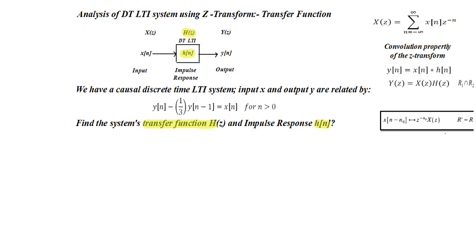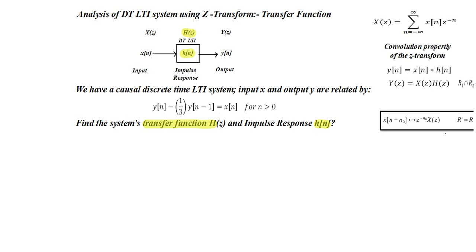y(n) minus 1 by 3 y(n minus 1) is equal to x(n). It's a difference equation, just like a differential equation in the case of continuous time, but this is discrete time. This is the convolution property: if you know the relation y(n) is equal to x(n) convolution h(n), instead of that I can write Y(z) is equal to X(z) into H(z). So from this I can find H(z).